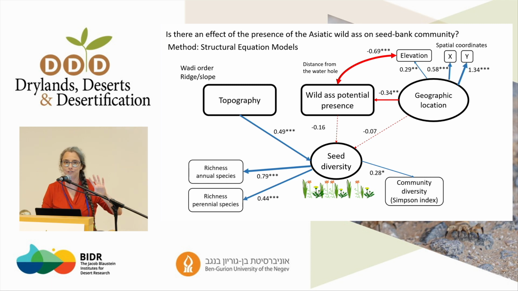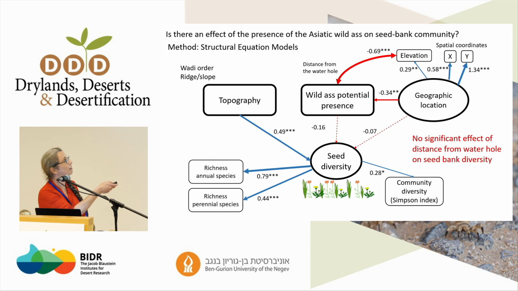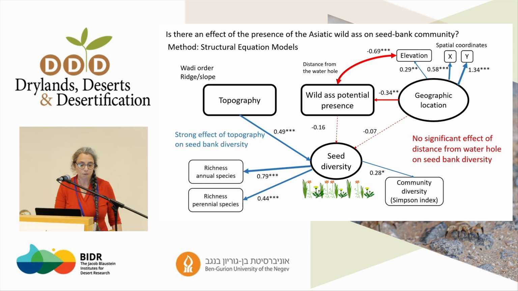I want to focus on two different things here. First of all, this very, very sad error here, which is basically what I wanted to say. This is the effect of our proxy of wildlife potential, the effect of the wild ass on the seed diversity, and the fact that there was no significant effect of the wild ass present on the seed diversity. If you compare it, for example, to the effect of topography here, you see that this is a very fat error here, which basically represents the fact that there was a strong topography effect on the diversity, the local seed bank diversity.